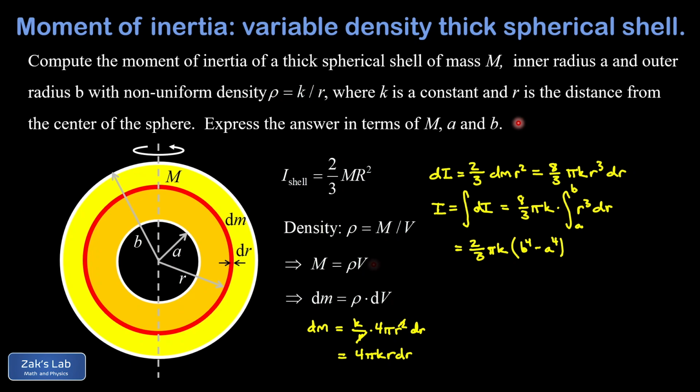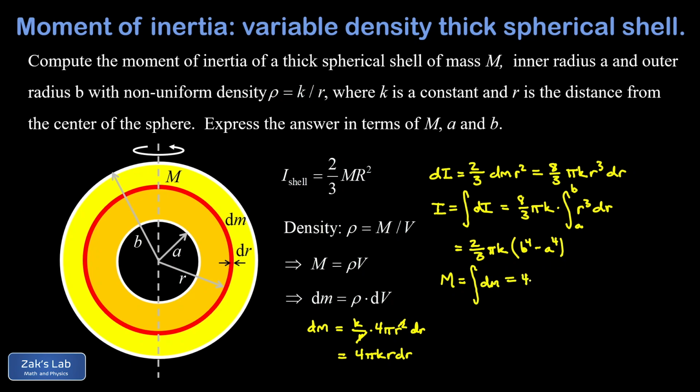of this thick shell. So again, it's not as simple as saying the total mass is density times volume because the density is changing. Instead, to get the total mass, we have to sum up all the mass contributions of these shells. The farther out we go, the lower the density gets. And we already have an expression for dm. That was just 4 pi k r dr.